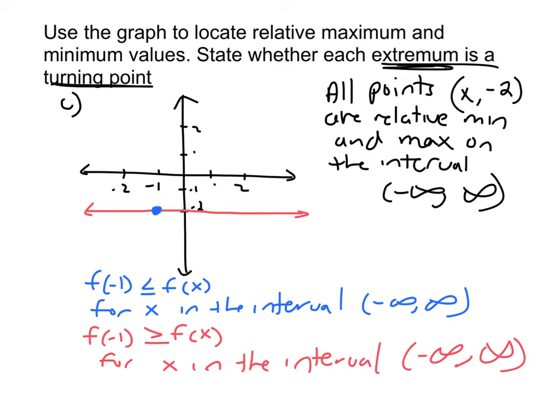No, right? A turning point would mean you'd be going from being decreasing to increasing. And we're never increasing or decreasing on this graph. We're always constant. So there are no turning points.